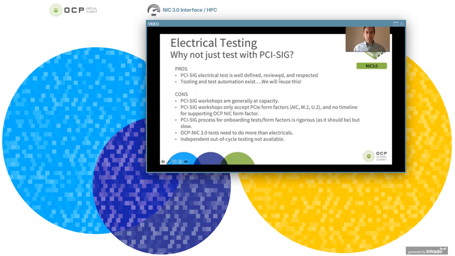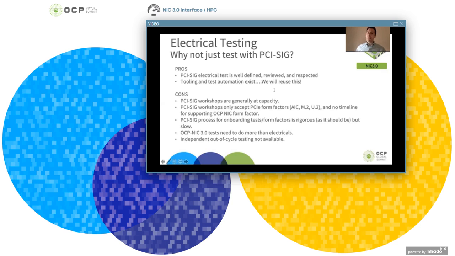Well, what about electrical testing? When we think about electrical testing for the OCP NIC 3.0 form factor, a natural question is, well, why not just test this with PCI SIG? That SIG has done a great job over the years building a solid compliance program for PCIe. They've developed tools. There is lots of expertise out there for doing this. And spoiler alert, we want to reuse a lot of that for OCP NIC 3.0.